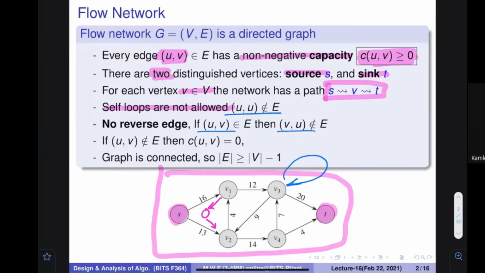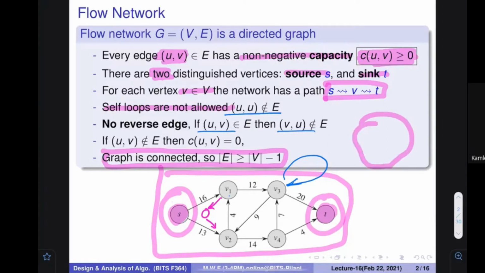Any problem on that? The last line is very special: the graph is connected. It should be connected, because if the graph is not connected, how can you send anything from S to T? And as I told you, few nodes are not connected to S but are connected to T. They don't mean anything, so we can initially remove them, because we don't want to have them.